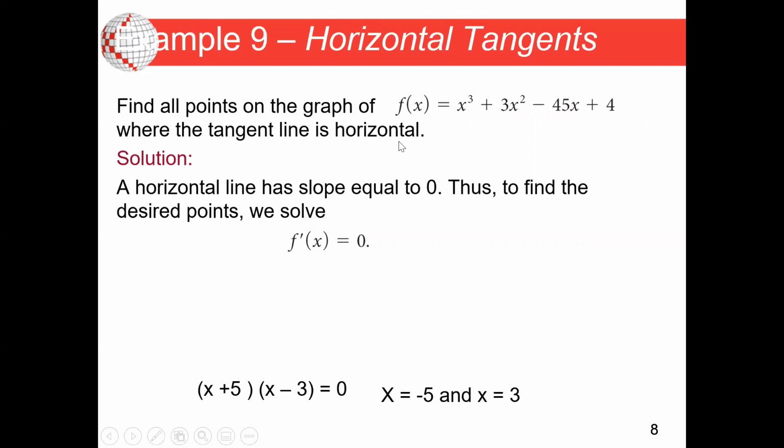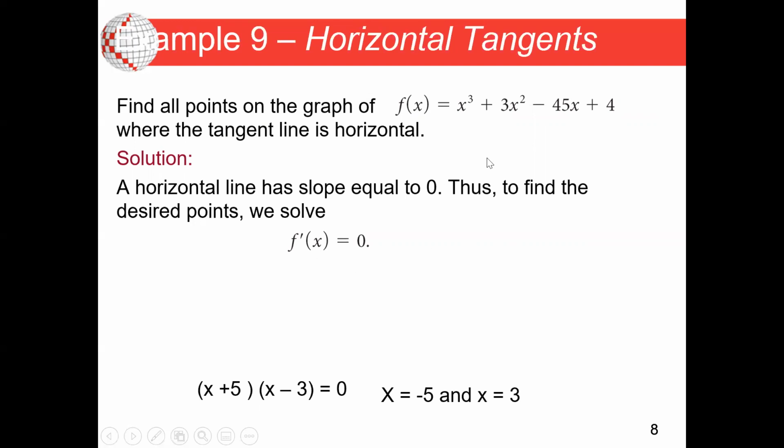Here we say that all the points, the tangent line is horizontal. So this means first we're going to find the derivative of f(x). Then we are going to equate it to 0 because our goal is to find all the points on the graph of f(x) where the tangent line is horizontal. The slope of a horizontal line is 0.